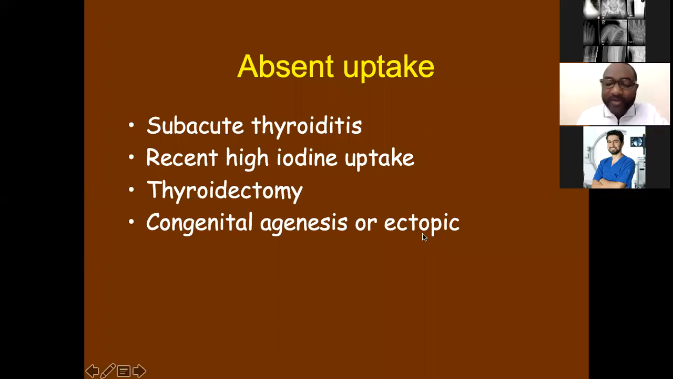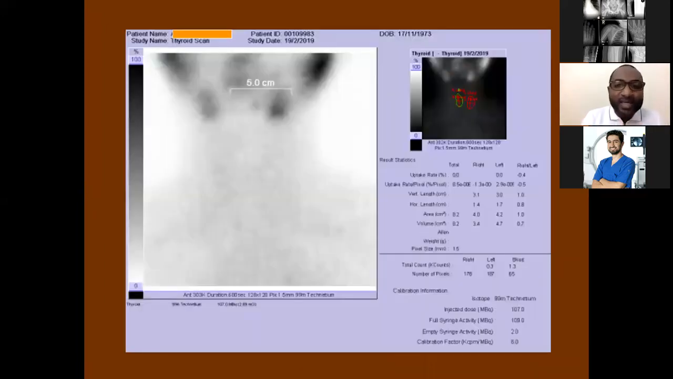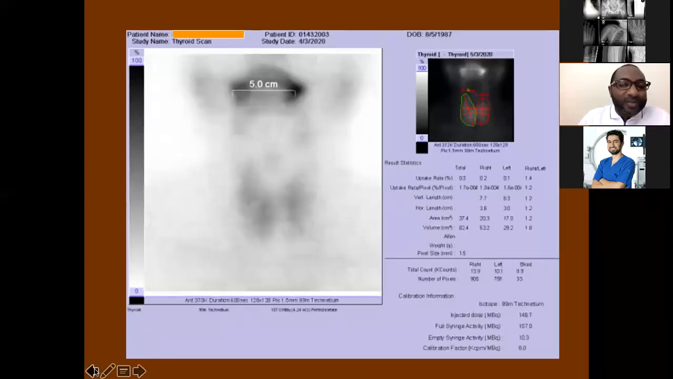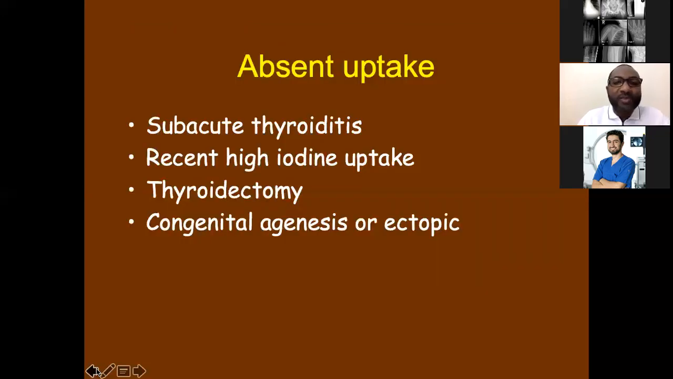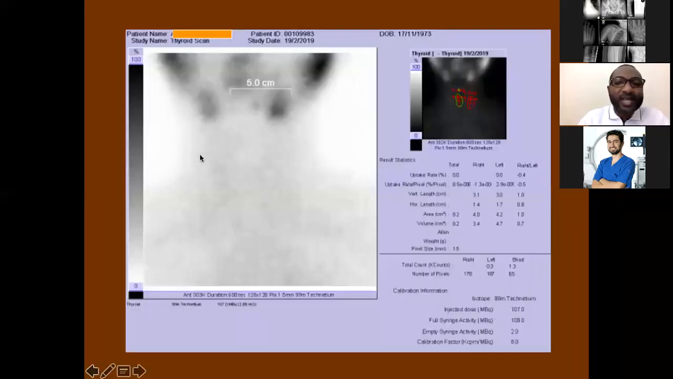So again, what I'm trying to emphasize here is that it is always important to interpret your thyroid scintigraphy in view of the patient's clinical history and availability of the thyroid ultrasound and the thyroid function test. One of the roles of nuclear medicine, again, is to monitor patients who have this kind of picture, who have subacute thyroiditis, because it's a self-limiting disease, over time, the patient will start to recover.